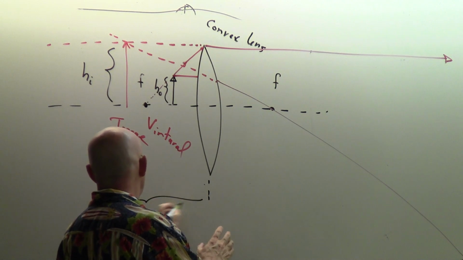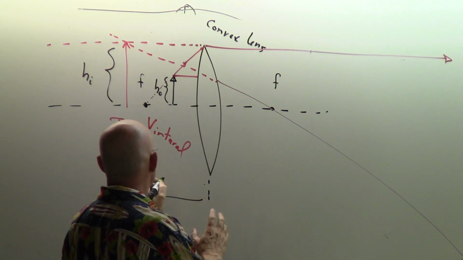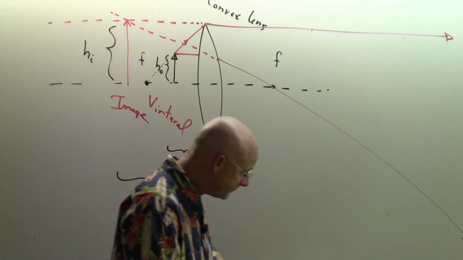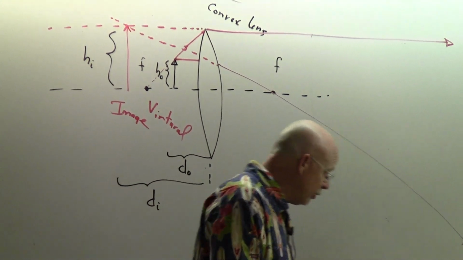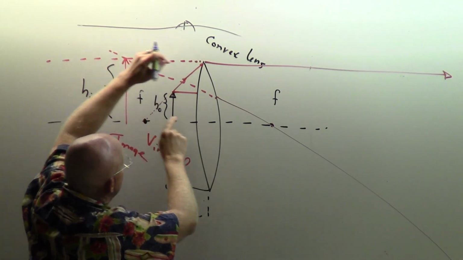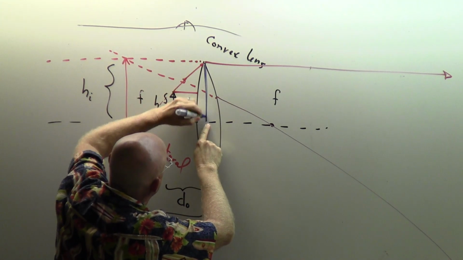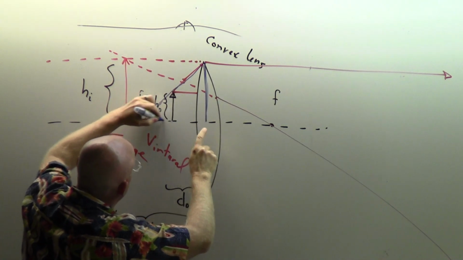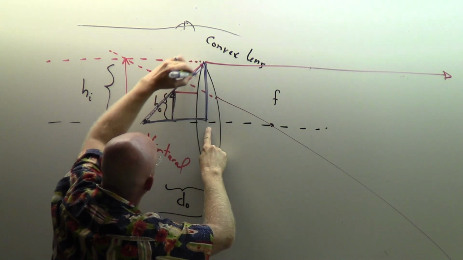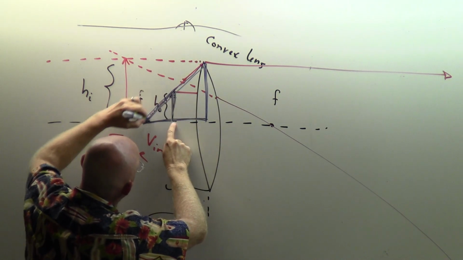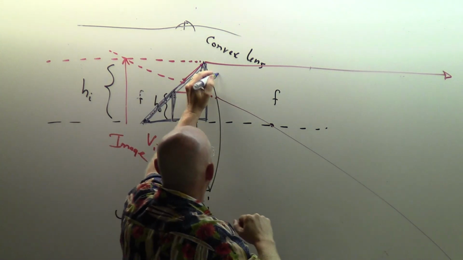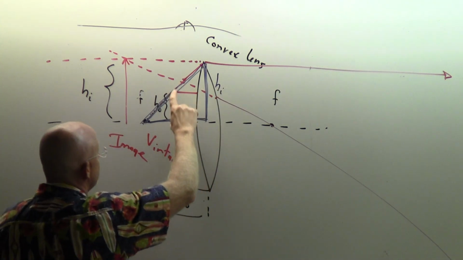This would be the distance of the image. This right here would be the distance of the object. If I try to make a blue triangle, the blue triangle would be to take the height of the image and put it into the lens, and I would get a set of triangles that are embedded inside of each other. And so I'd have this small triangle right here, where the bigger one here is the height of the image, and this one here is the height of the object.